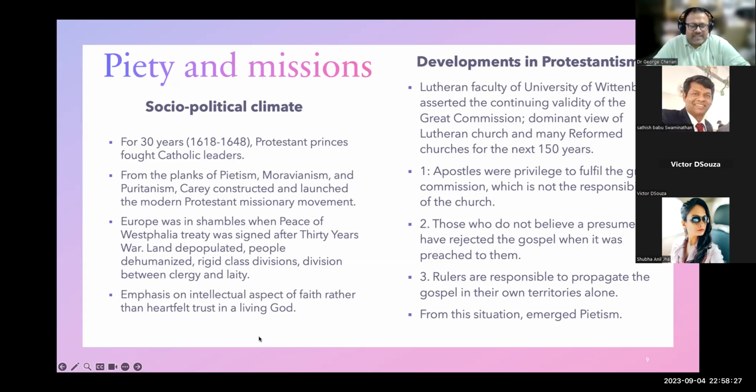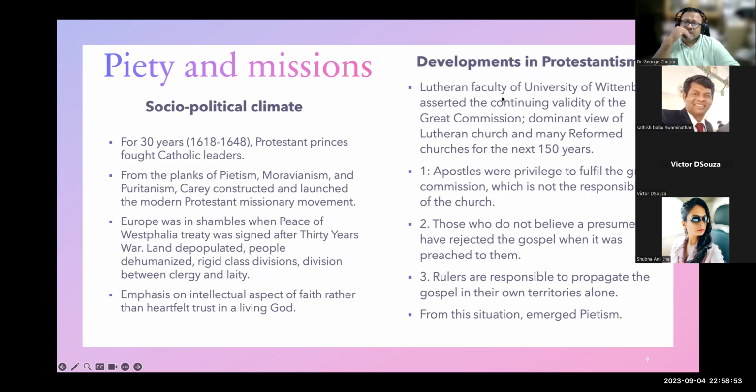And now, unfortunately, the sad thing that happened was that people were focusing on the intellectual aspect of faith rather than heartfelt trust in a living God. So that was the socio-political, and maybe we can say the religious, climate at the time when Pietism came into being. So now, how did Pietism come into being?